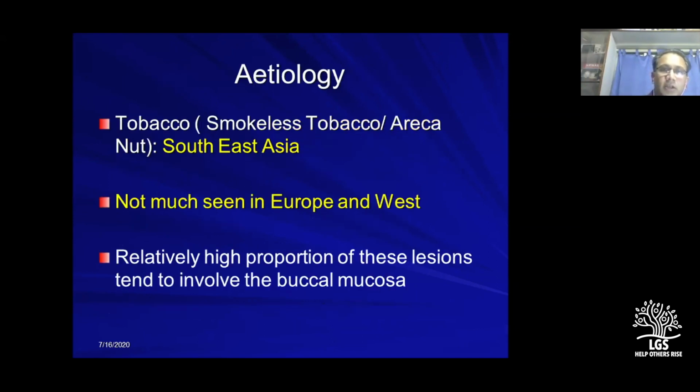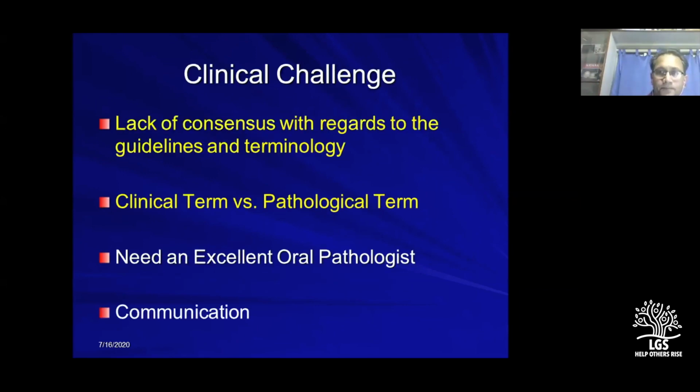By and large, the etiology of these lesions is the same as that of traditional oral lesions and oral squamous cell cancers. Smokeless tobacco and areca nut, very common in Southeast Asia and parts of India as well. Again, it's not very common in Europe and the West, so if you see the literature on Verruco-papillary lesions, it will be very limited. Regarding the site of predilection, these lesions are more common in the buccal mucosa, though they can occur anywhere in the oral cavity.